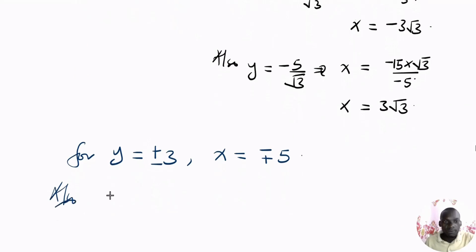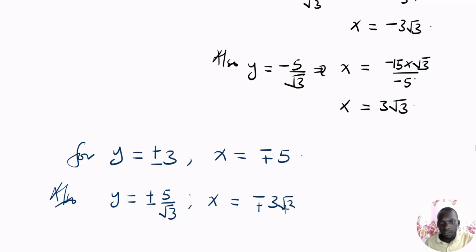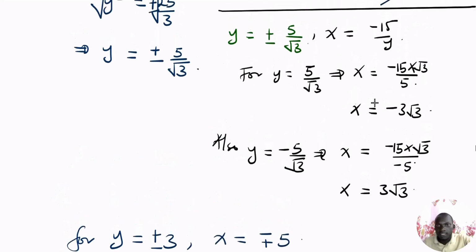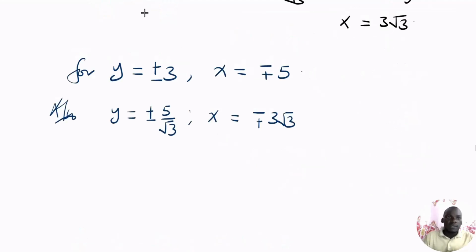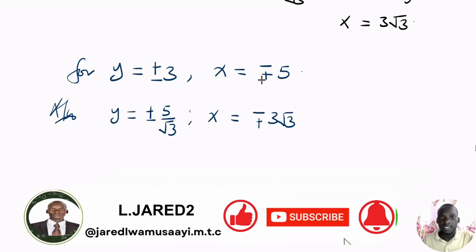Also, for y equaling plus or minus 5 divided by the square root of 3, the value of x equals minus or plus 3 root 3. As we have seen still here, if y is a positive 5 divided by root 3, then x we are getting as negative 3 root 3. Therefore, this becomes the answers, the values of x and y. They are these ones, and they are correct.